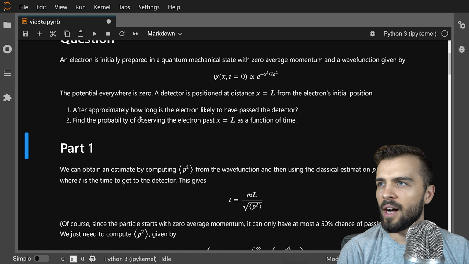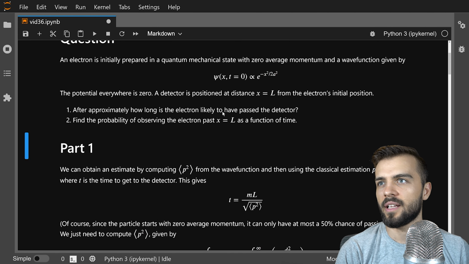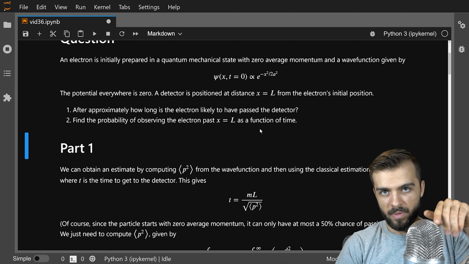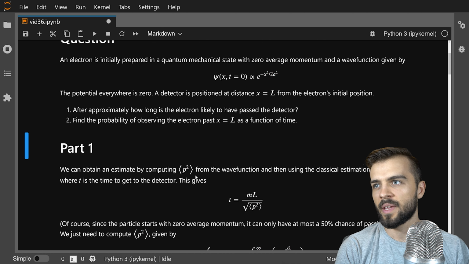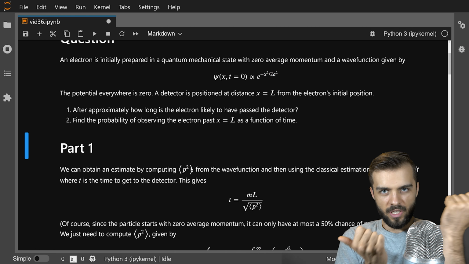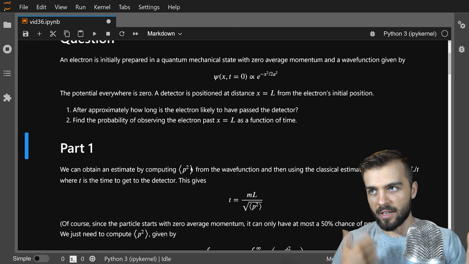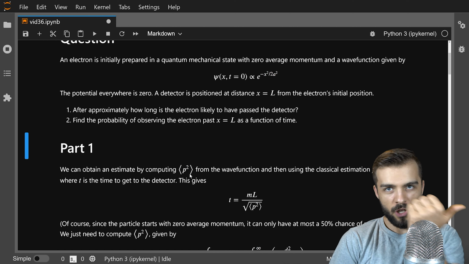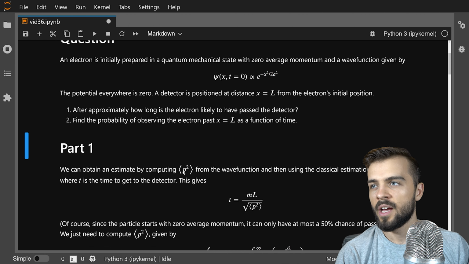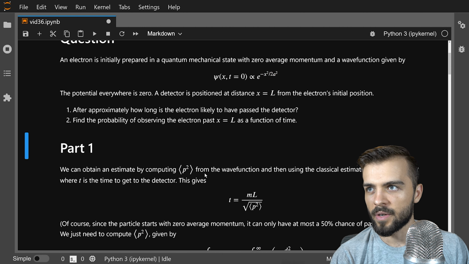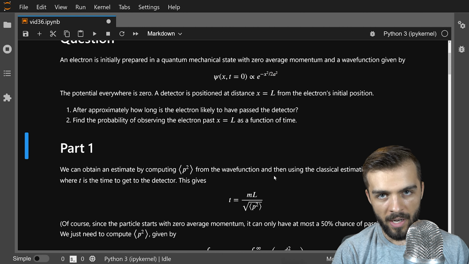So part 1, after how long approximately is the electron likely to have passed the detector? So you would know that the particle starts with 0 average momentum, but it doesn't start with 0 average kinetic energy. Kinetic energy, of course, is proportional to p squared. So even though it's 0 average either going right or left, positive or negative x, it's still going to have p squared. So it's going to send off one direction. We just don't know what direction that is. So we can compute the average value of p squared from the wave function, right? You know how to do that.